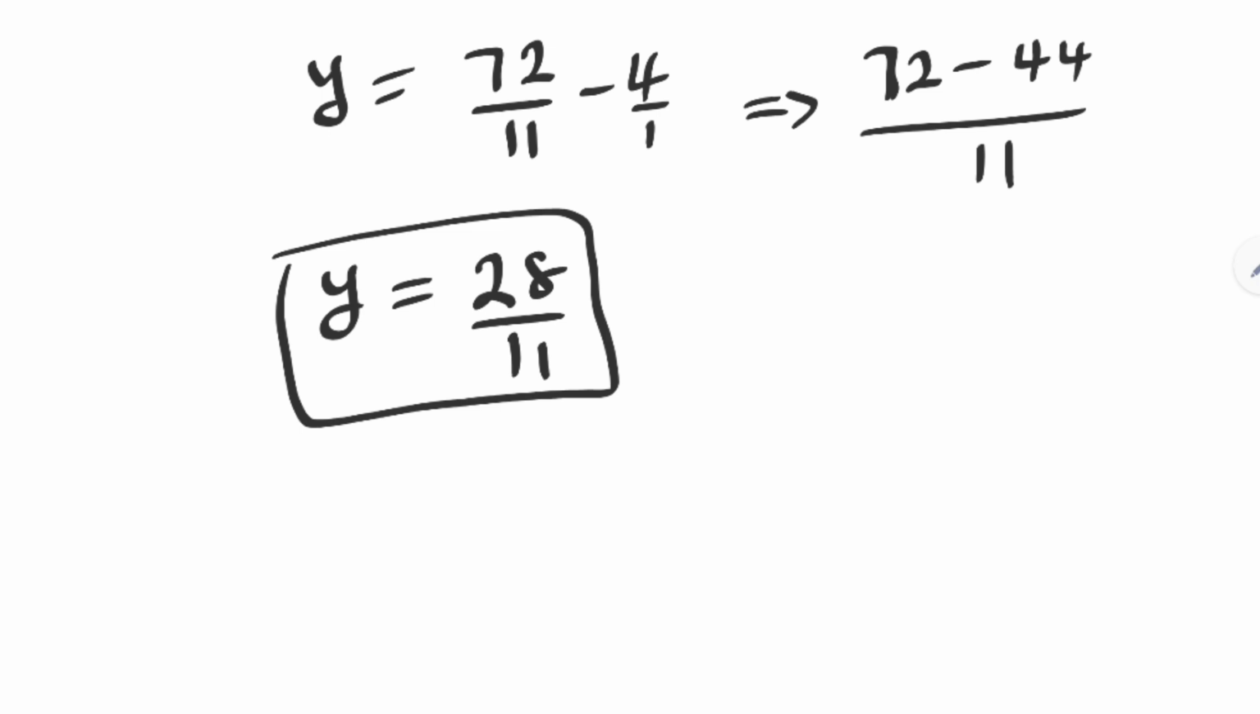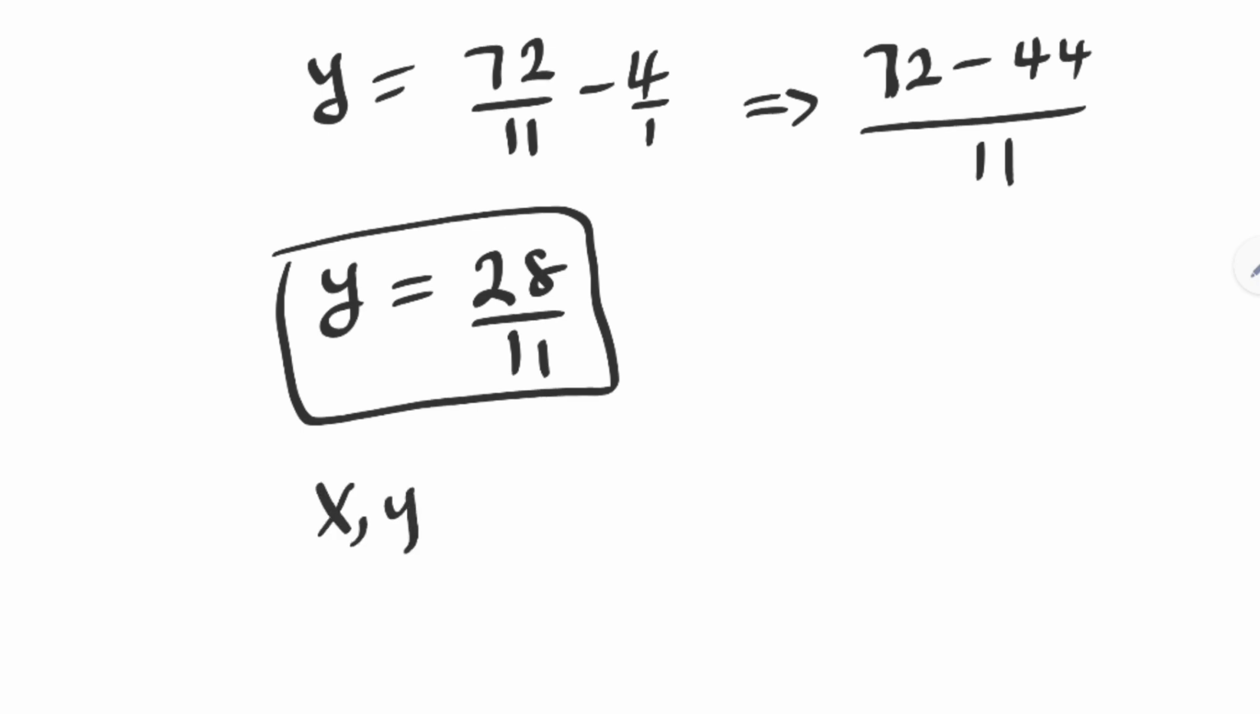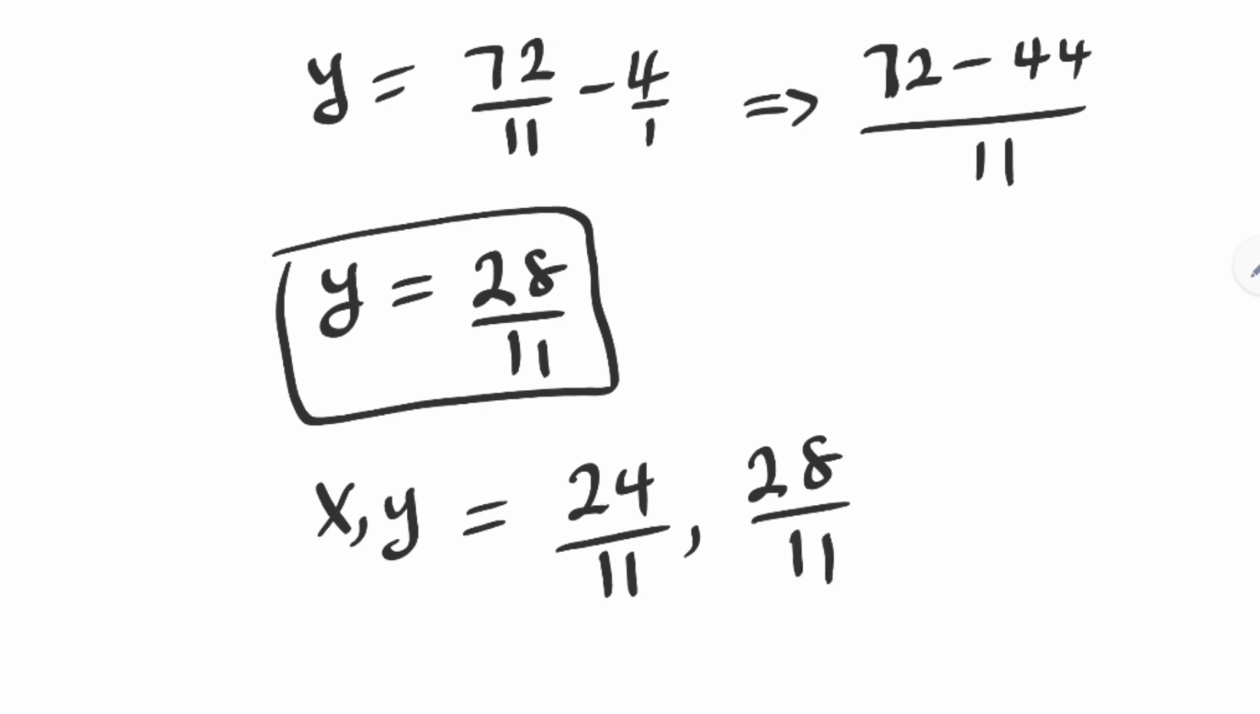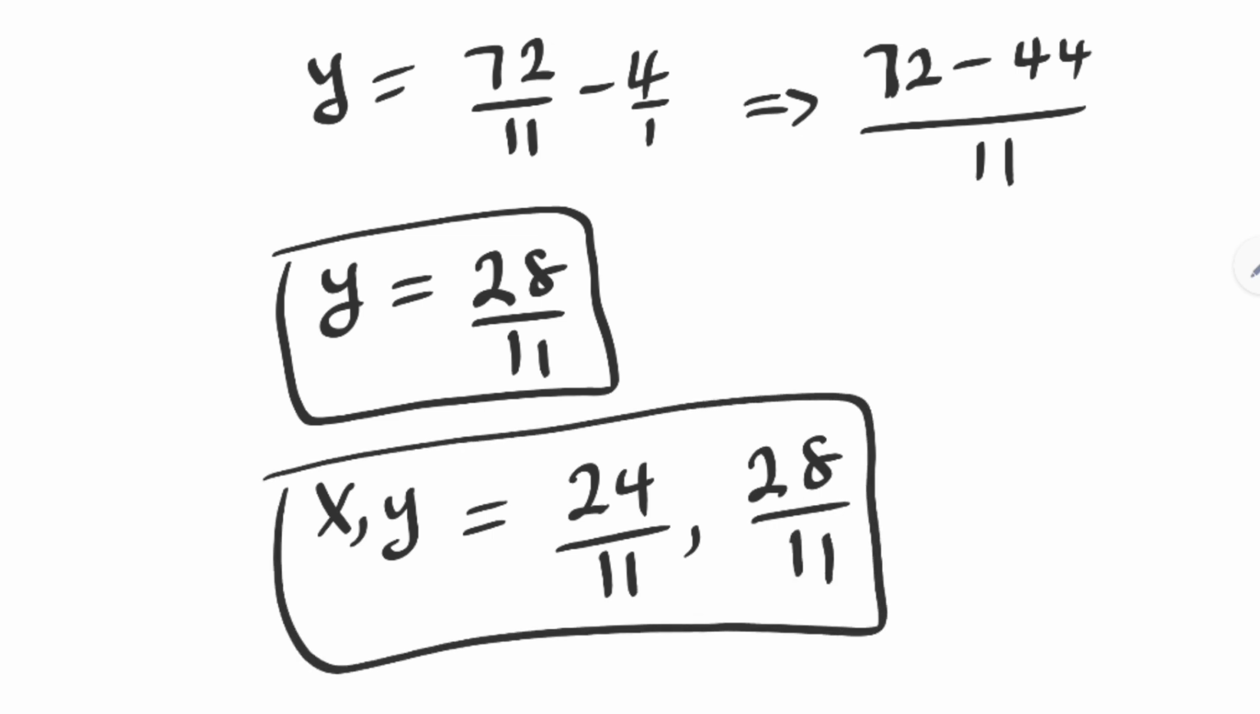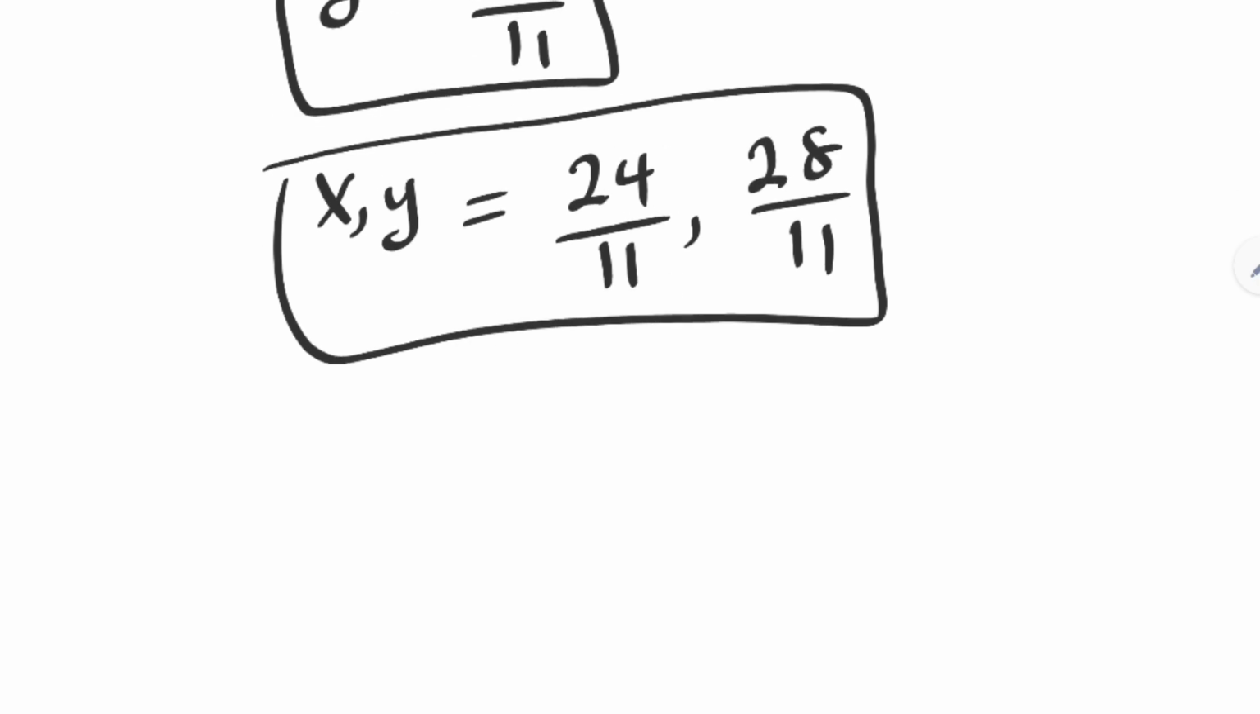Therefore, our final answer (x, y) is equal to 24 over 11 comma 28 over 11. These are the values of x and y. Now let us solve another one for better understanding.